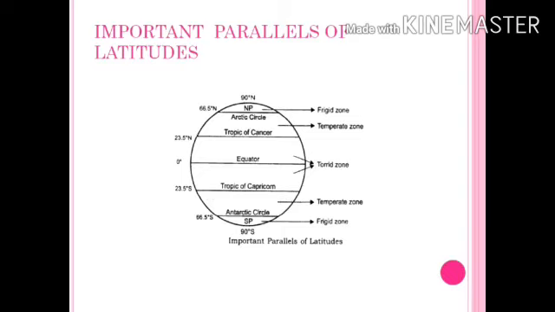See, the Tropic of Cancer 23.5 north and Arctic Circle 66.5 north. Tropic of Cancer and Arctic Circle, these are in the northern hemisphere. Next one, Tropic of Capricorn and Antarctic Circle, these are in the southern hemisphere. See, the Tropic of Capricorn is 23.5 south. Antarctic Circle is 66.5 south.